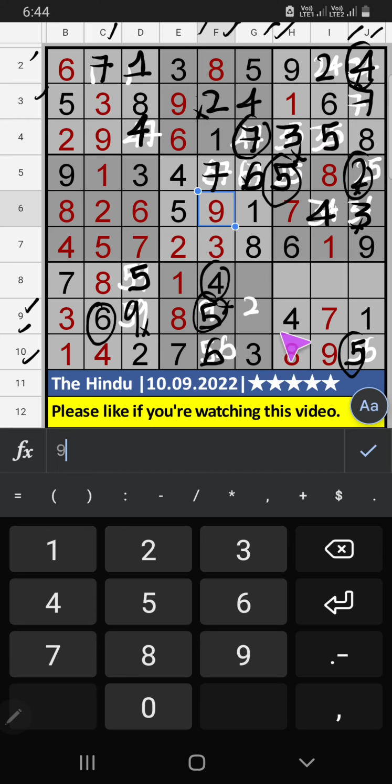9th grid, 3 numbers are remaining, 2, 3, 6. Column H, column J, we have 3, so 3 can't come in these cells, then 3 is confirmed here. Then only 2 numbers are remaining, 2 and 6. Column H, we have 6, so 6 can't come in this cell, 6 is confirmed here, then 2 is here. Column G, 2 numbers are remaining, 2 and 9. 8th row, we have 2, so 2 can't come in this cell, 2 is confirmed here, then 9 is here.